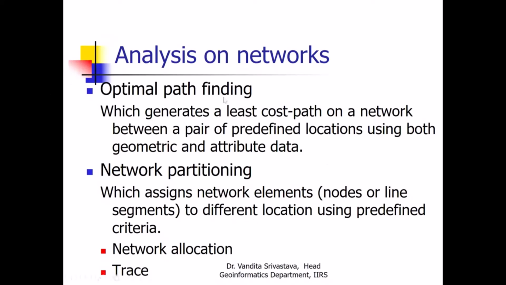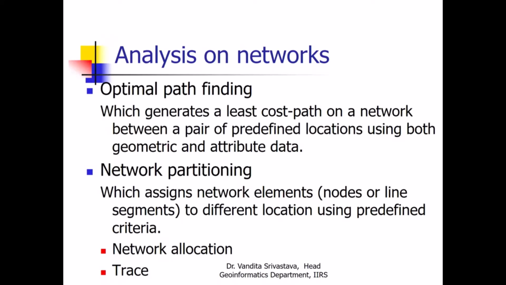We can perform optimal path finding and network partitioning. These are the two basic categories. So optimal path finding is generating the least cost path on a network between a pair of predefined locations. So I have points A and B, and I want to find the optimum path to reach from A to B in the fastest manner.